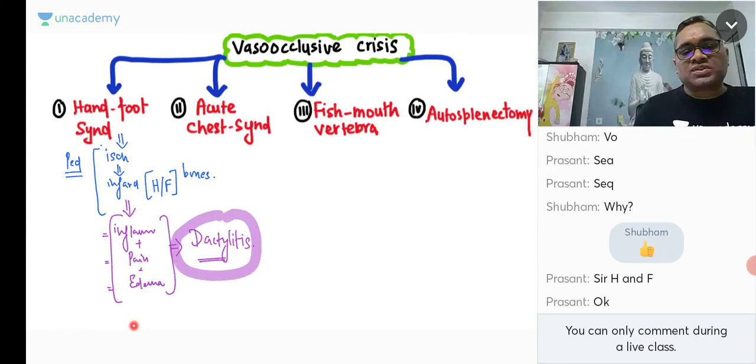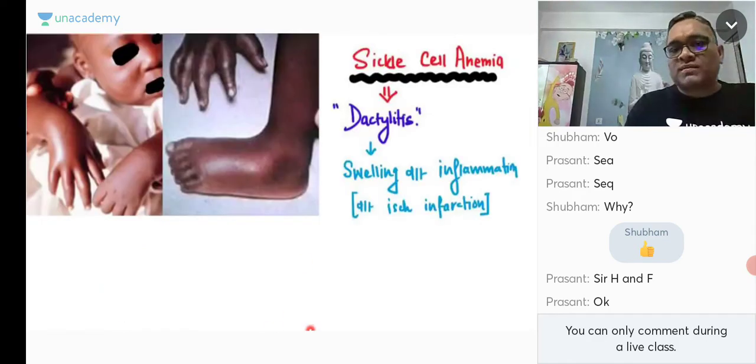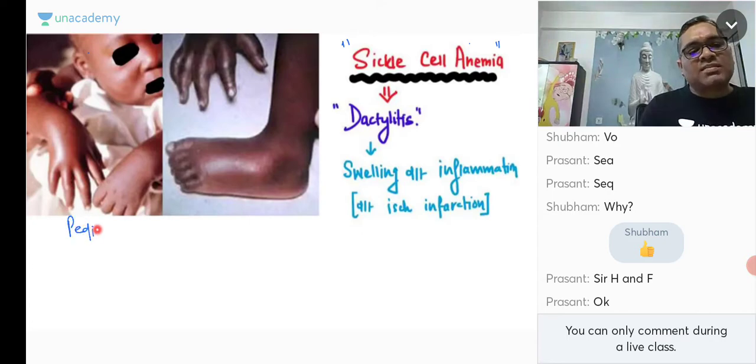This was a question in the NEET exam. Dactylitis is associated with which anemia? So it is associated with the vaso-occlusive crisis of sickle cell anemia. Clear? Now I will show you this picture. This picture is having a lot of information. First of all, you can see what is this? It's sickle cell anemia. Is this an adult or a baby? So it is a pediatric. So sickle cell anemia is seen in the pediatric age group.